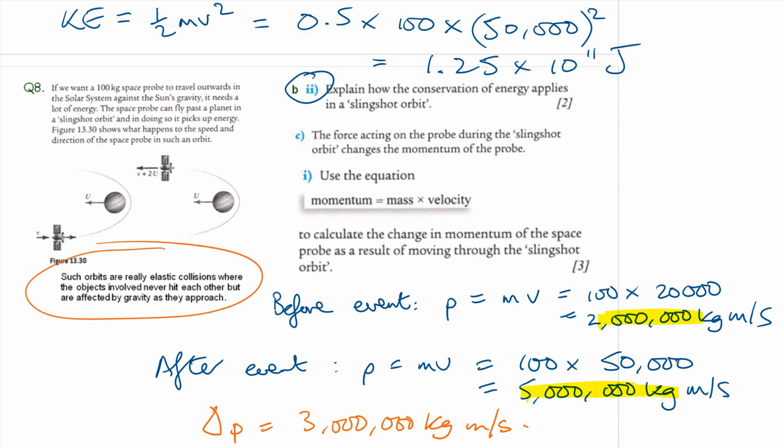Such slingshot orbits are really elastic collisions where the objects involved never hit each other, but they are affected by the gravitational pull as they approach one another.